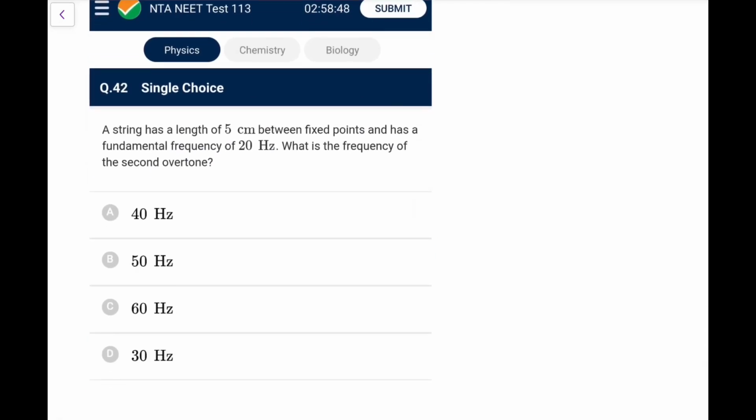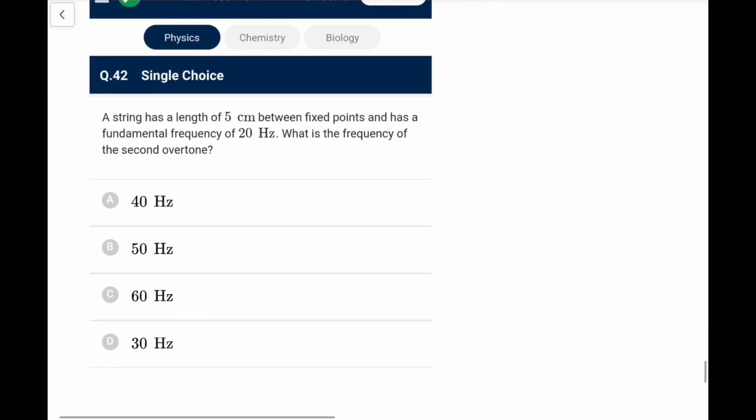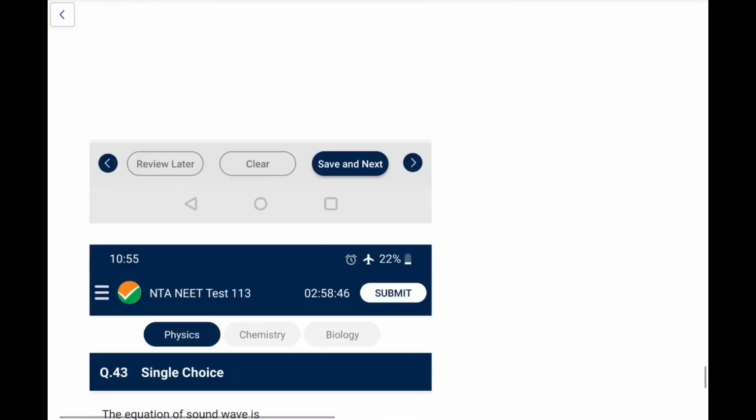A string having a length of 5 cm between fixed points has a fundamental of 20 Hz. What is the frequency of the second overtone? Because it is fixed, second overtone means third harmonic, which means 60 Hz. Directly you can go for it.